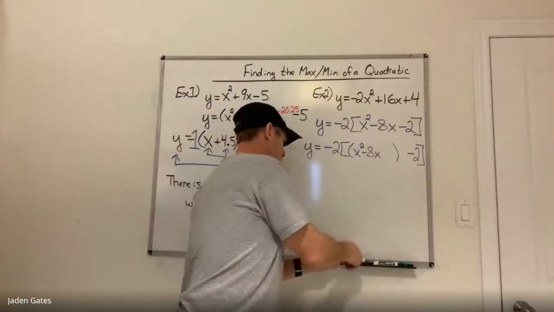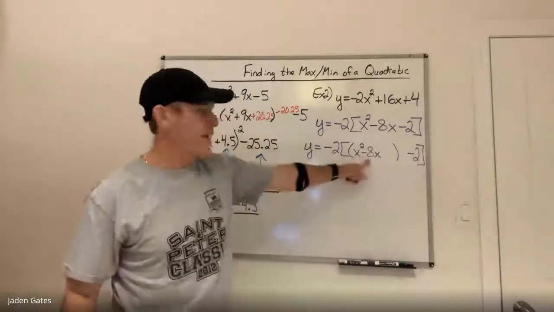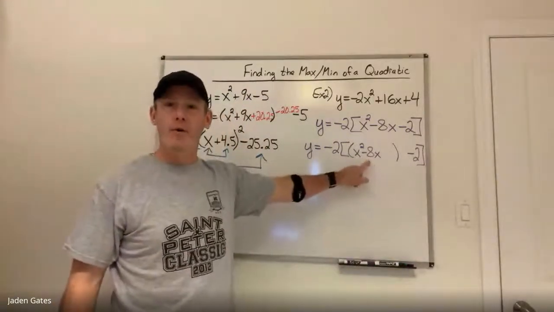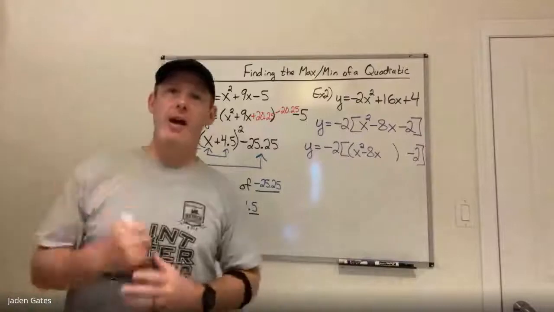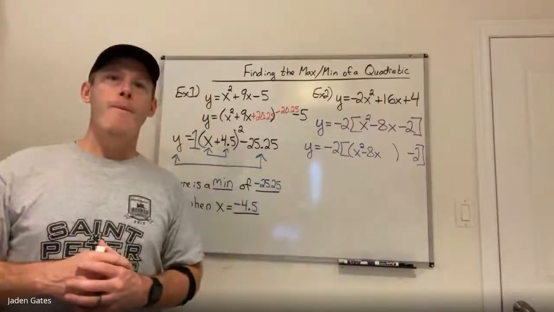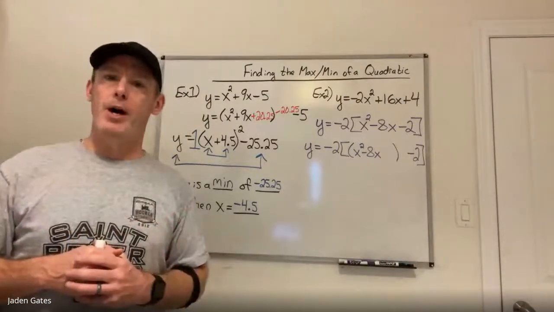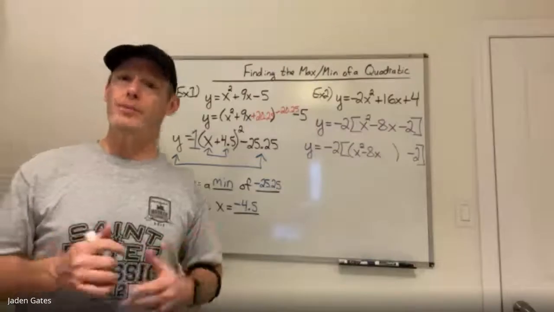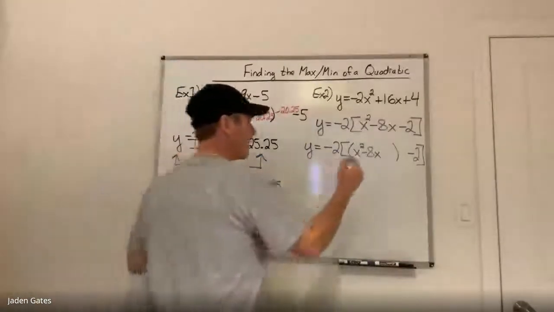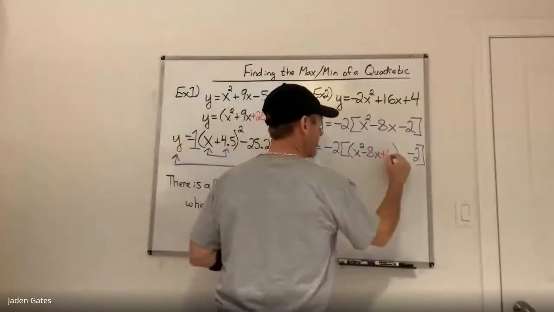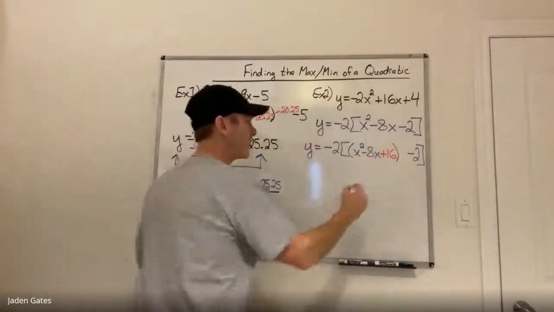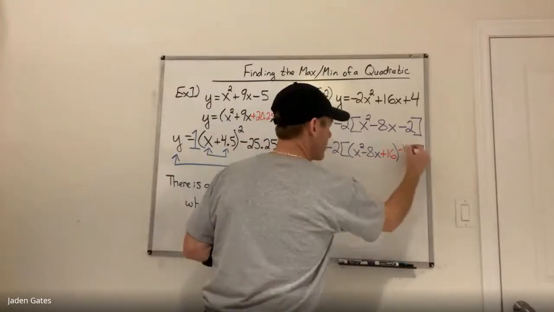All right, so here we go. My magic number that I need here, again, I look at my -8, the number in front of x. I cut it in half, which is -4, and then I square it. Take -4 and square it. -4 times -4 gives you a positive 16. Again, balance it out here. I've got to throw in a -16 here.